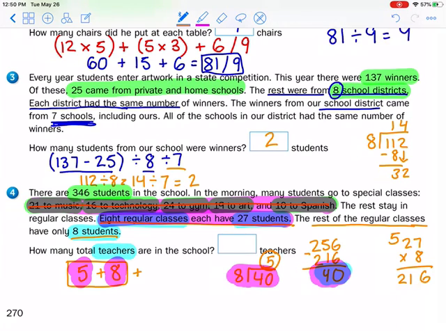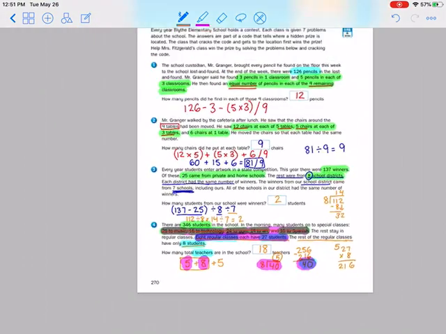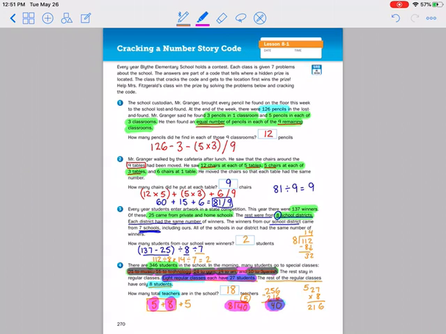So now we have to add those 5 additional teachers to the numbers we set aside. So 5 plus 5 is 10, plus 8 is 18. You need a total of 18 teachers in this school for all of these classes. Okay, so far, the numbers we needed to crack our code are 12, 9, 2, and 18. So let's see if we can crack it in the next video.